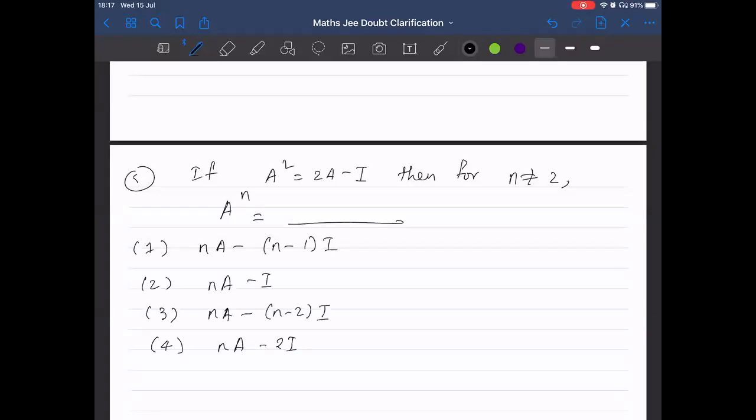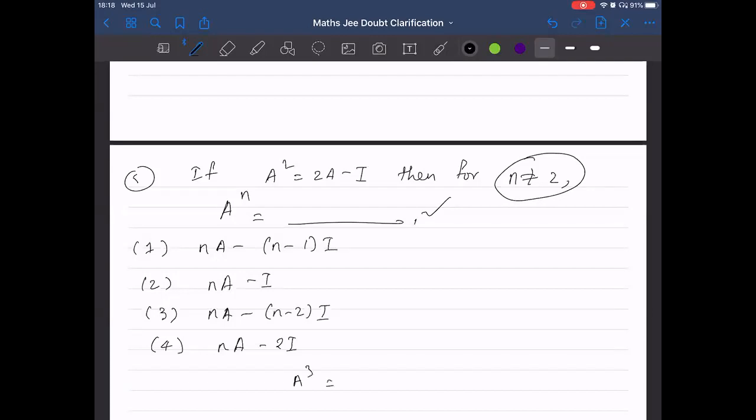Remember, you cannot do this problem like the previous problem. You cannot substitute the value of n exactly as 2 because they clearly stated n should not be equal to 2. Which means whatever answer you are getting is not valid for n equal to 2. It is valid for other values of n. So you can take n equal to 3, 4, 5, etc. Take n equal to 3, and you will be getting A cube.